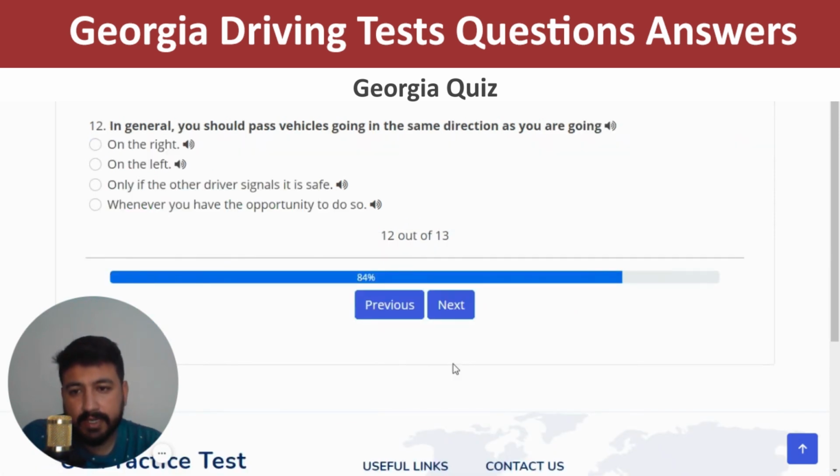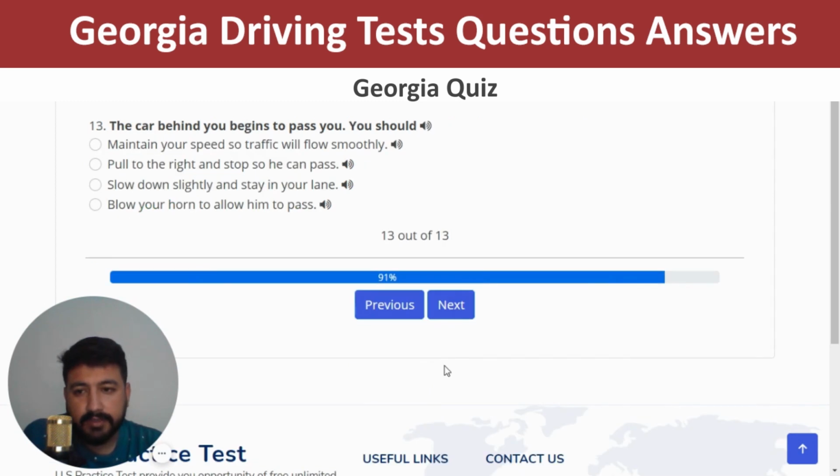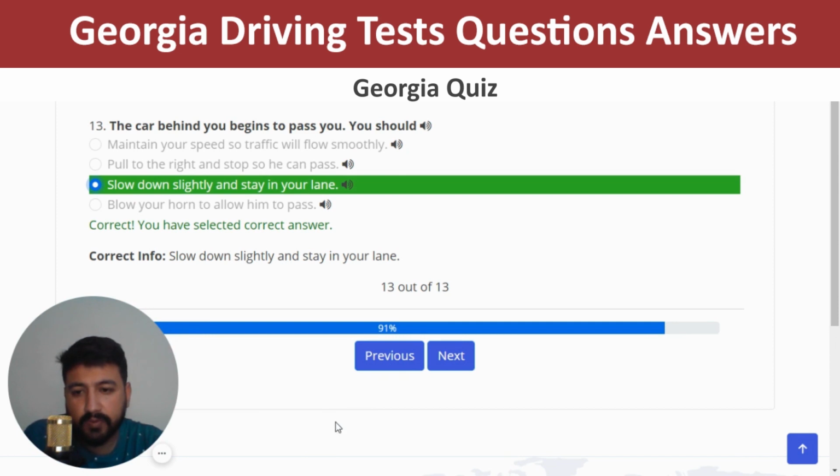Second last question is in general you should pass vehicles going in the same direction as you are going. So you can choose the second option, which is on the left. And next. Last question is the car behind you begins to pass you. You should. So the right answer of last question is slow down slightly and stay in your lane. This is the correct one, and this is the end of quiz number 6.